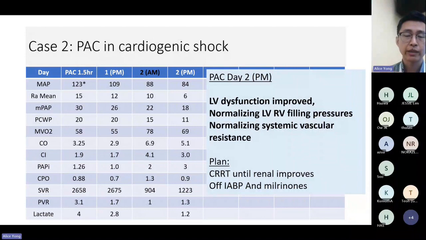We let the CRRT continue. When we off the IABP and milrinone, you can see the SVR starts to come back to the normal range, and the cardiac index drops down a little bit as we take off the IABP, but it's okay, it's enough at the moment. We just let the CRRT do the job.